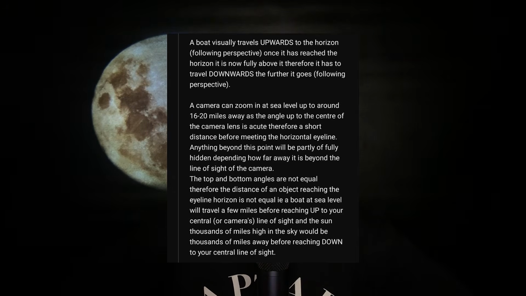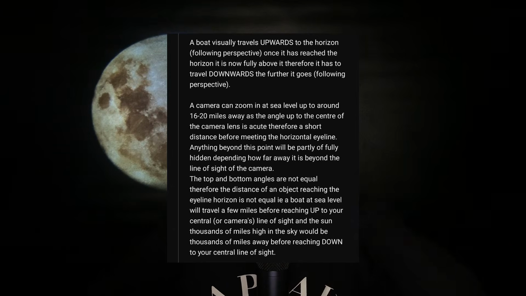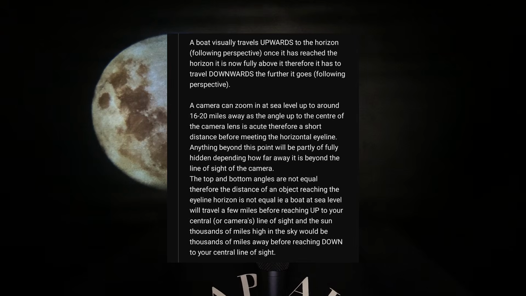Their next point, a boat visually travels upwards to the horizon following perspective. Once it has reached the horizon, it is now fully above it. Therefore, it has to travel downwards the further it goes, following perspective. A camera can zoom in at sea level up to around 16 to 20 miles away, as the angle up to the center of the camera lens is acute, therefore a short distance before meeting the horizontal eye line.